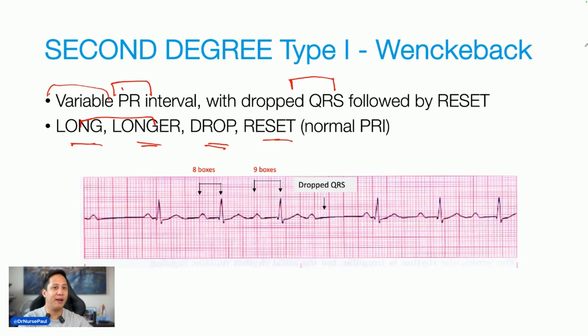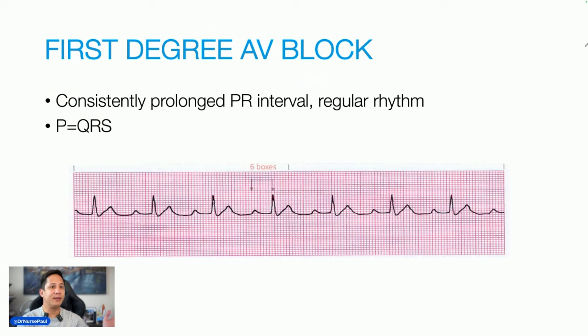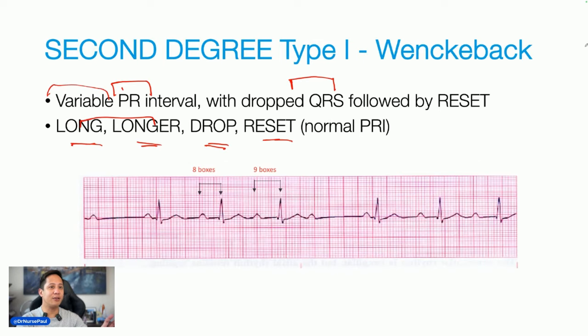Again, let's compare. First degree: constant, constant, constant. Second degree type 1: long, longer, drop, reset. You still with me? Very good. Let's make it a little more interesting.